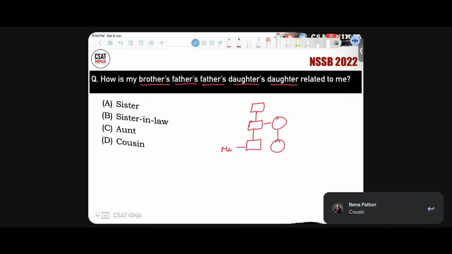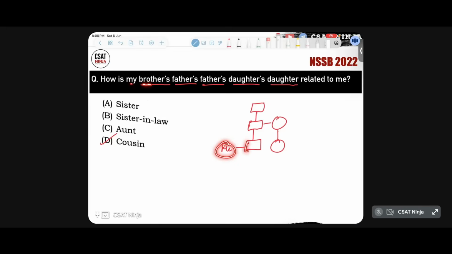Directly, I can say that cousin is the answer here. Look here. I started with this one. My brother, that means this is me, and my brother's father's daughter means one generation down, daughter's daughter, and this relation between this one is, which means that this my father's sister's daughter will be my cousin there. Are we clear with this? Okay, very simple.